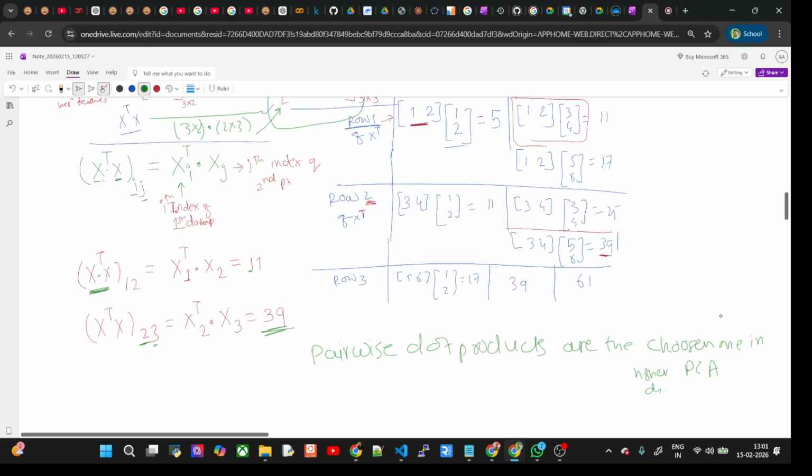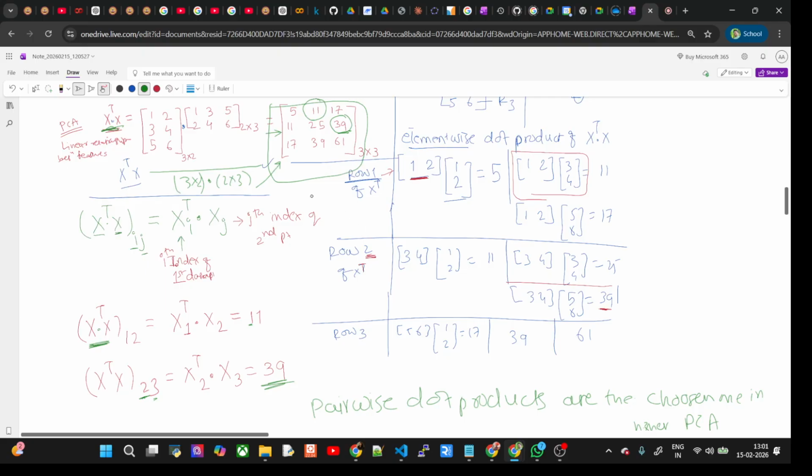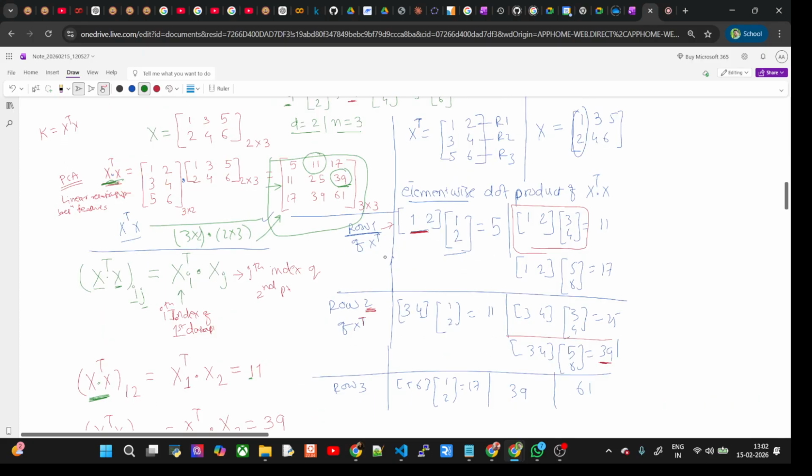So why do I want to give you this example? I hope you got this example, this is the main concept we will use. Murli sir?